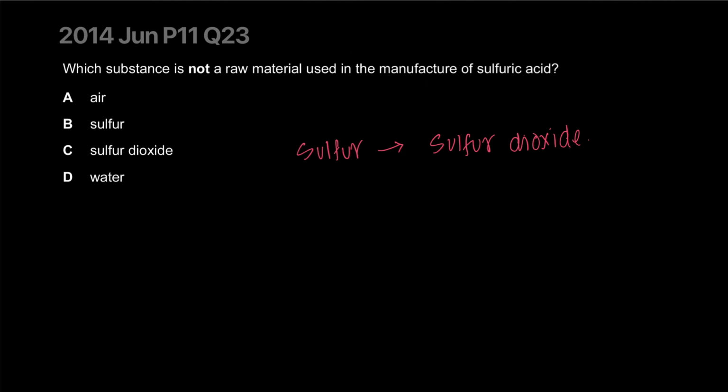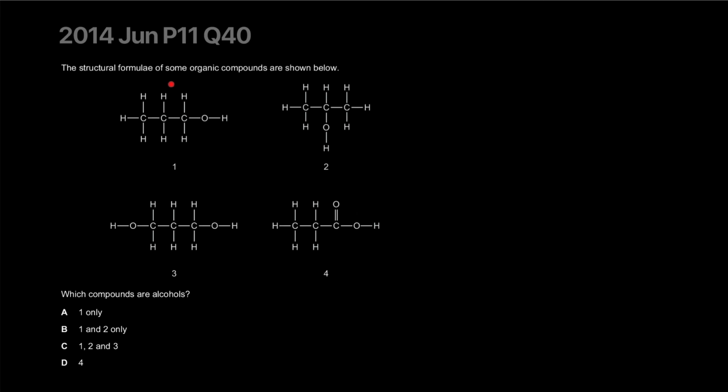sulfuric acid. The structural formulae of some organic compounds are shown below. Which compounds are alcohols? So let's identify the alcohol functional group. That's an alcohol, isn't it? Here's another alcohol. That's a diol, as they say, but we don't need to know if it's a diol or not, but technically it's an alcohol. Is this an alcohol? Last one? No, it's not, because that actually is a carboxylic acid functional group.